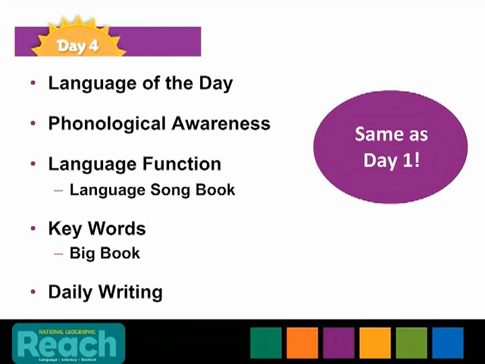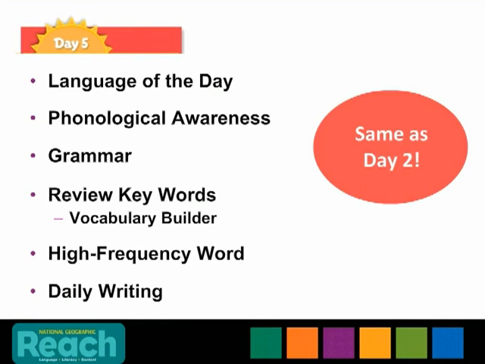In kindergarten, the instructional path for day 4 is exactly the same as day 1. And the instructional path for day 5 is exactly the same as day 2. So let's move on to day 6.